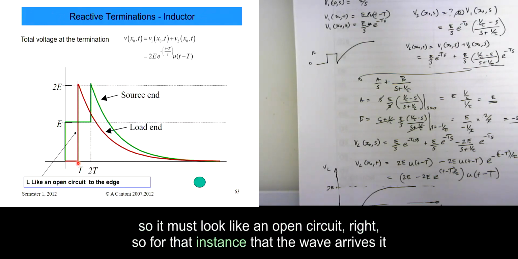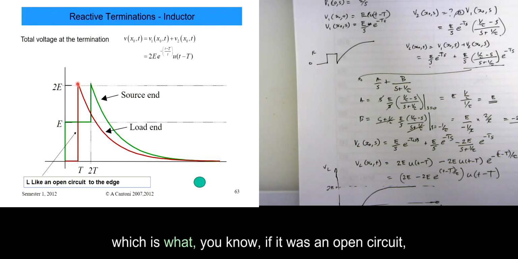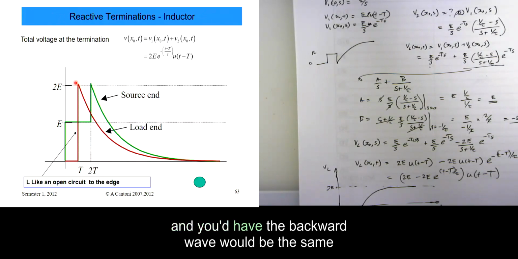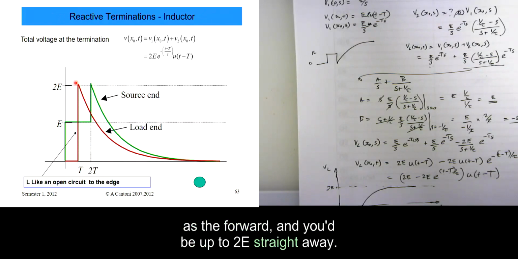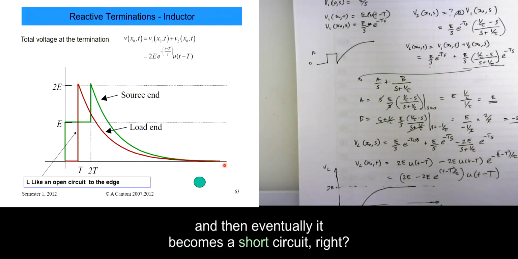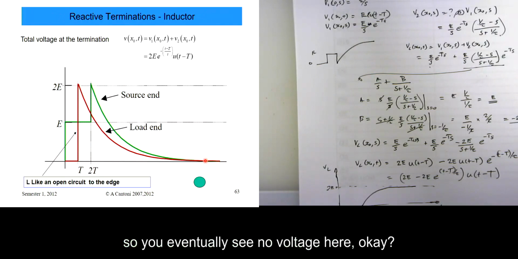So for that instant that the wave arrives, it looks like an open circuit, okay? So you can see that it jumps up to 2e, which is what you'd get if it was an open circuit: a reflection coefficient of 1, the backward wave would be the same as the forward, and you'd be up to 2e straight away. But then the inductor starts conducting current, and eventually it becomes a short circuit, right? And you see that there can be no voltage across the short circuit, so you eventually see no voltage there.